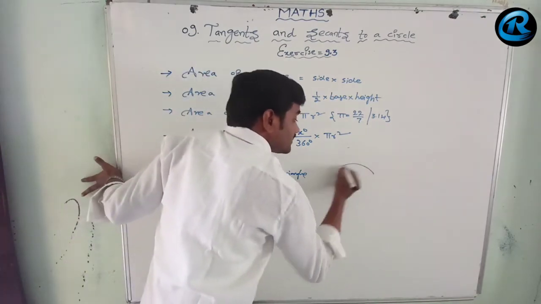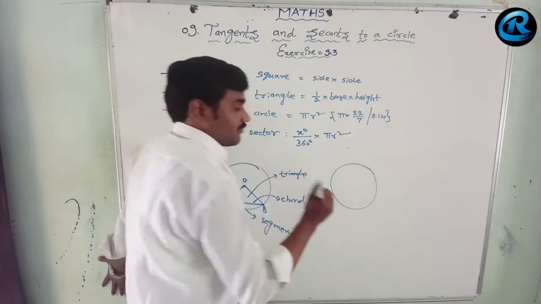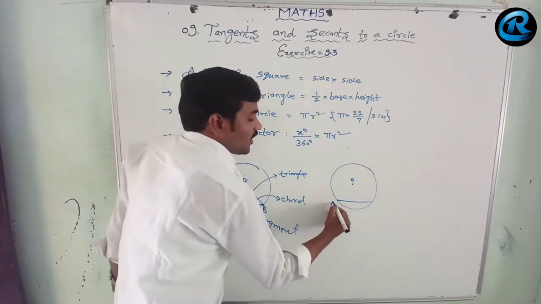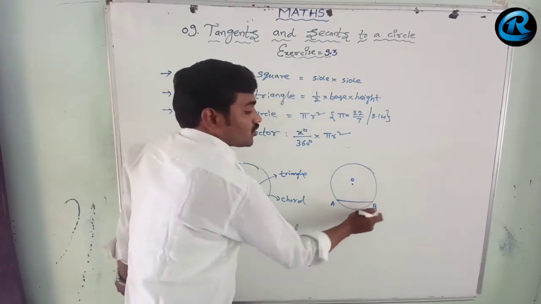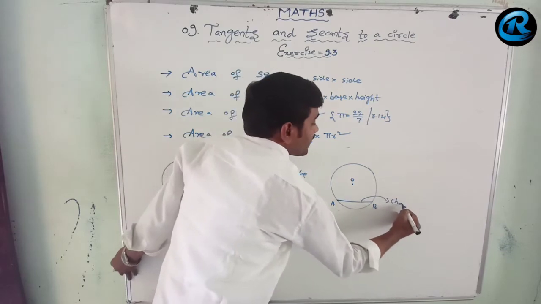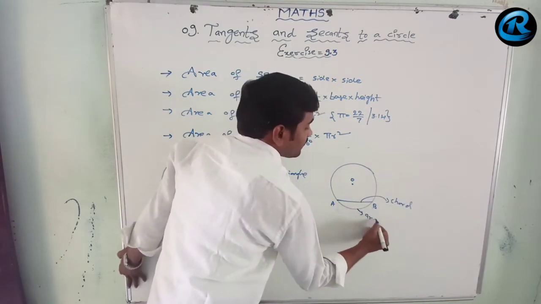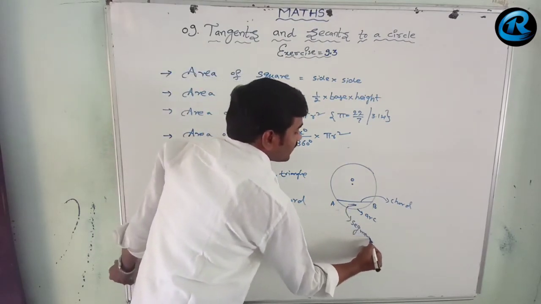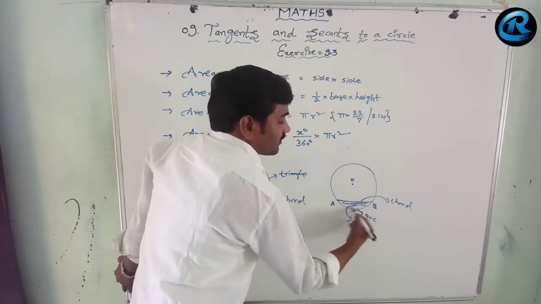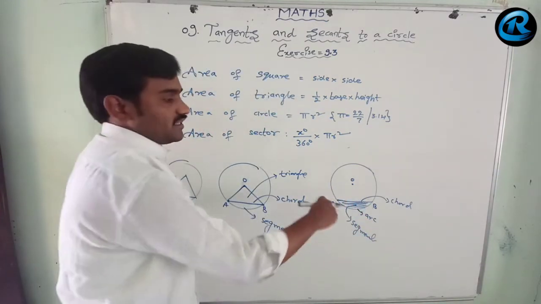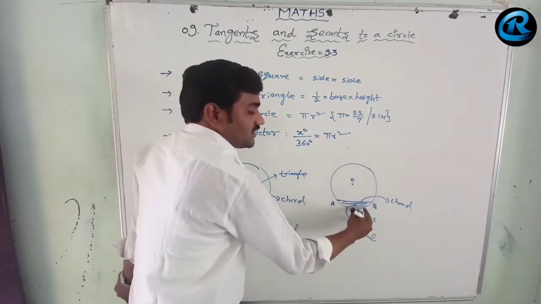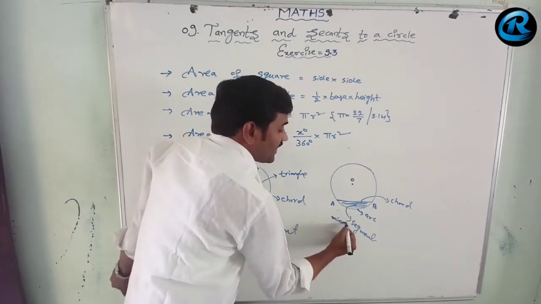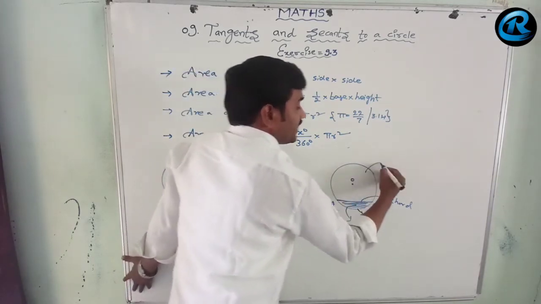Segment means what? Listen here, we have a lot of problems regarding segments. Suppose this is the center point O and this is a chord. The area enclosed by a chord and an arc is known as a segment. This is a minor segment because it occupies less area. In the complete circle, this segment occupies a small area, so it is known as a minor segment, and this is a major segment.